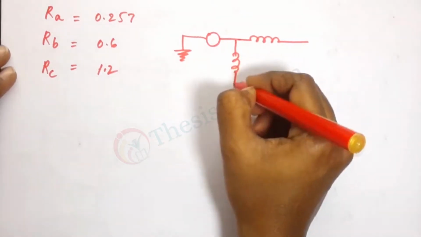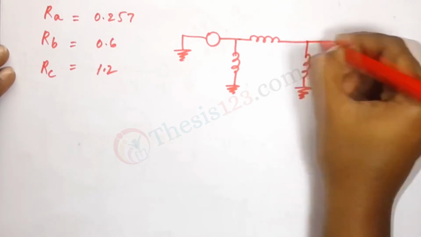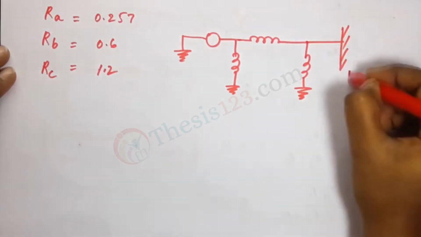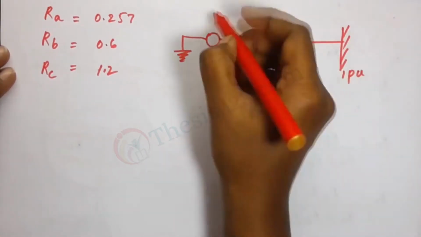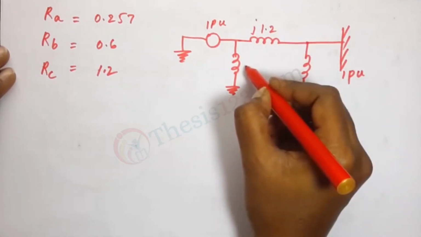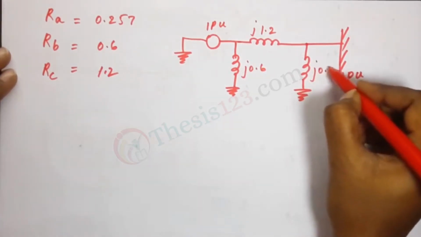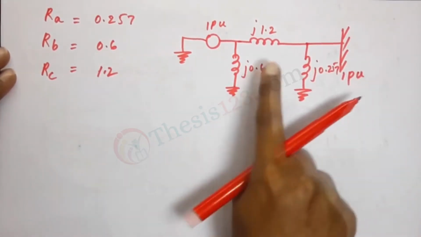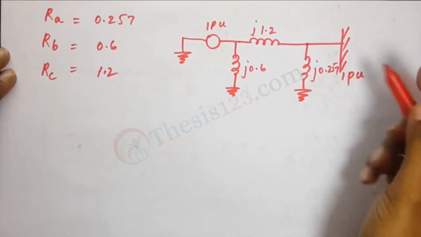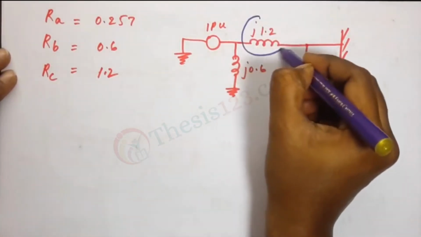We have, so here this is 1 pu. This is 1 pu, this is J1.2, this is J.6, and this is J.257. Alright, so now we concentrate on the impedance here of the line.